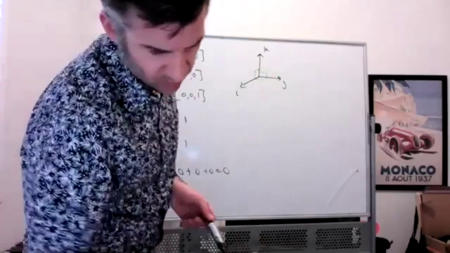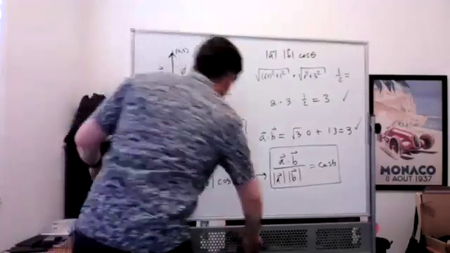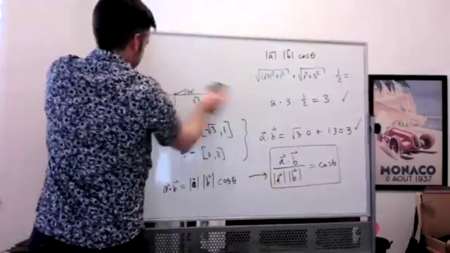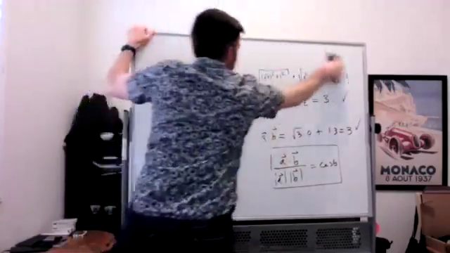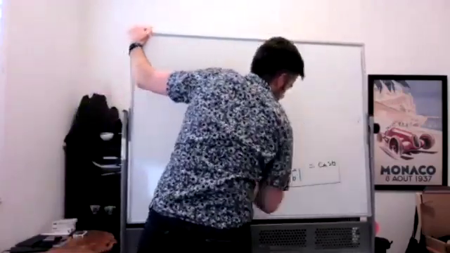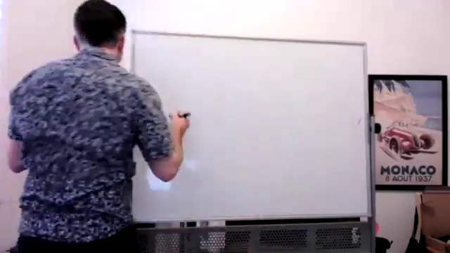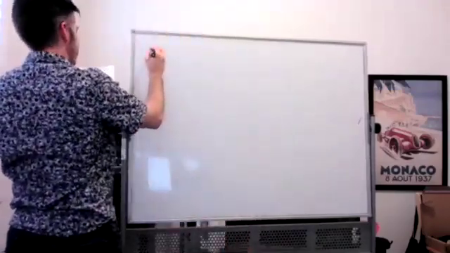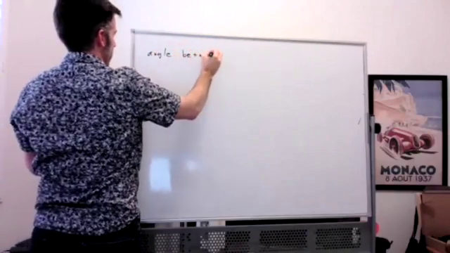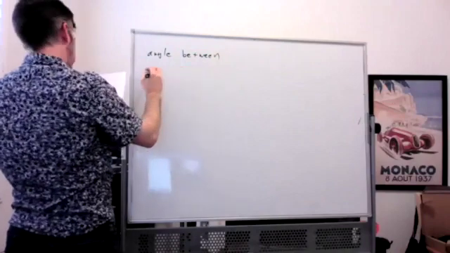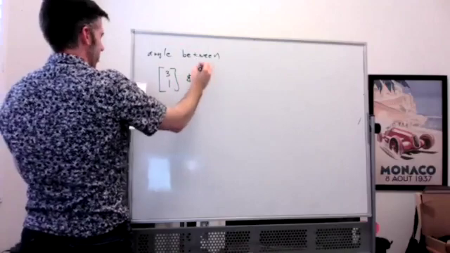So let's do a couple of calculations here. I want to find some angles between vectors, and we're going to use that formula. So let's do this example first. Let's find the angle between, let's make something up that's exciting, the vector 3, 1 and the vector 4, 8.